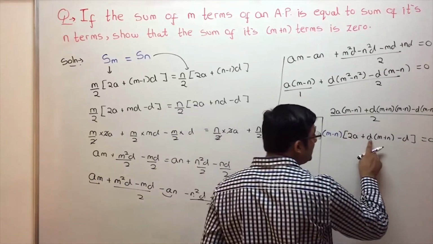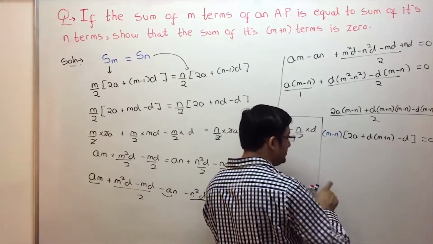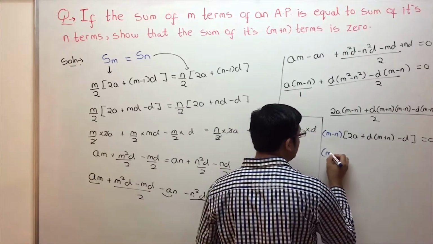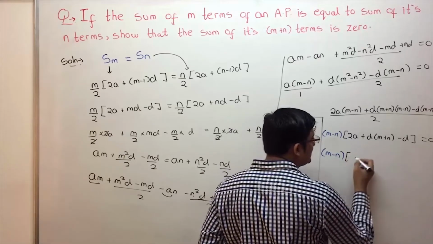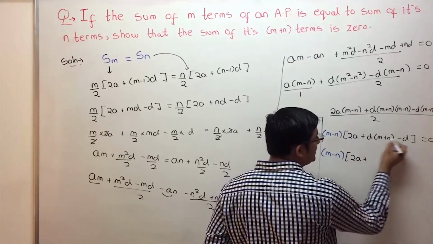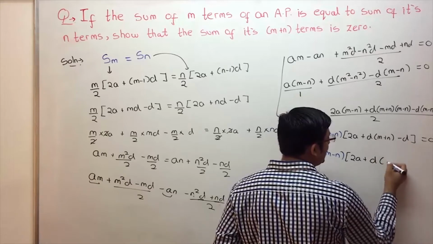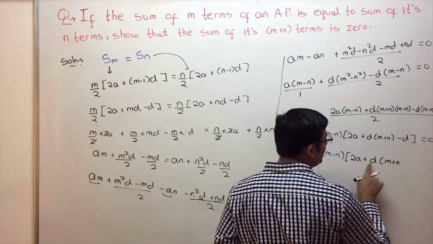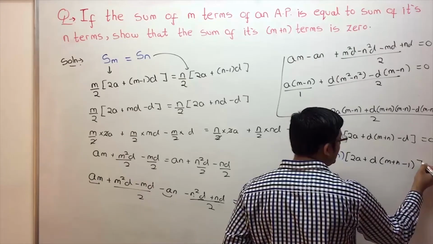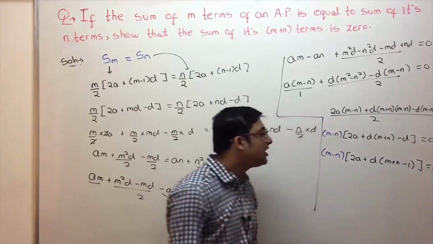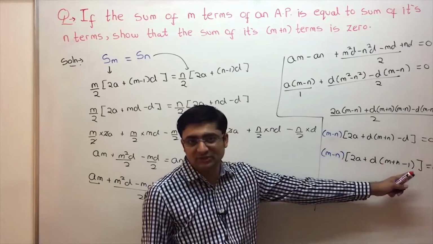Now again I can further simplify. I can take d common over here. So we get m minus n, it is just a bit difficult solving, but otherwise very simple. 2a plus, take d common, so we get m plus n over here. d divided by d is 1, so minus 1, is equal to 0.